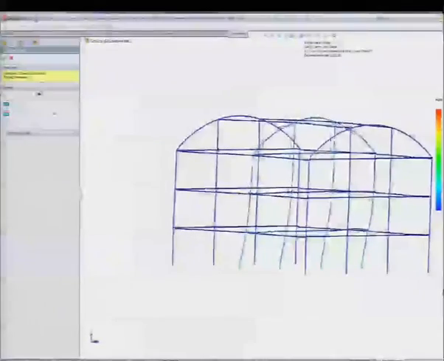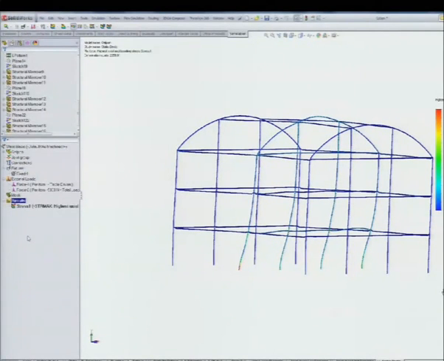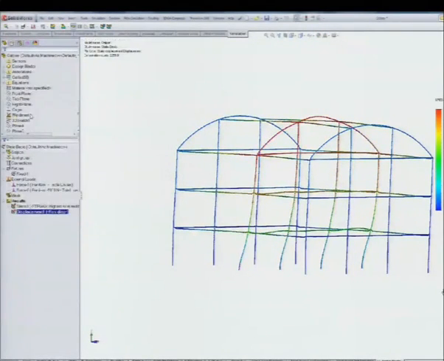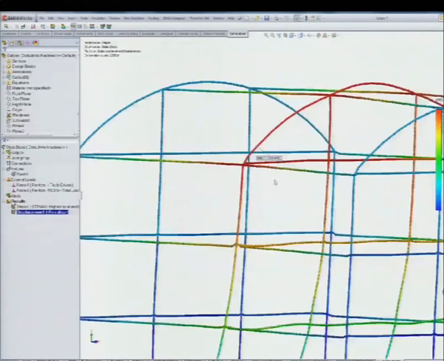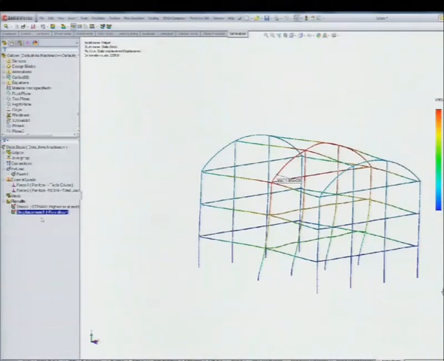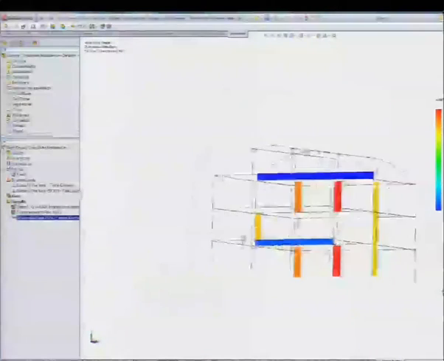Also, what else? What do you look at? What do you want for a static analysis? Deformation, exactly. Displacement. This is very important for this kind of structure because they are very flexible. And finally, another result, the beam diagrams. Axial forces, shear forces, and bending forces.